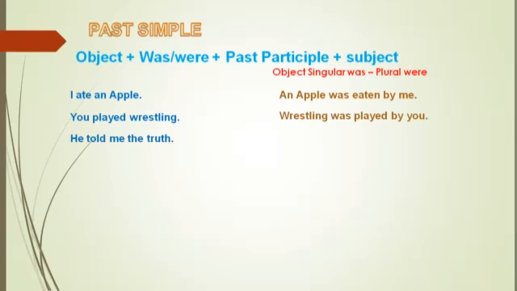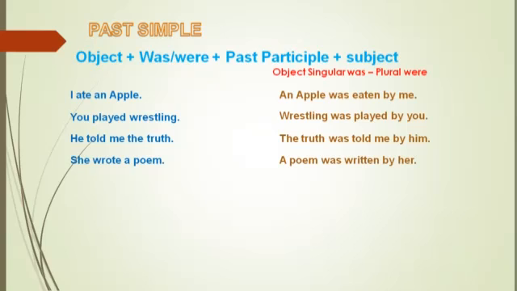Then, he told me the truth. Now the object, truth, comes first. It is singular, so we have to use was, then told becomes verb 3, then he should be the object. The truth was told me by him. Next, she wrote a poem. A poem is also singular, so we have to use was. Write the poem in the subject place, then was, then change wrote into verb 3, written, then she becomes by her. A poem was written by her.